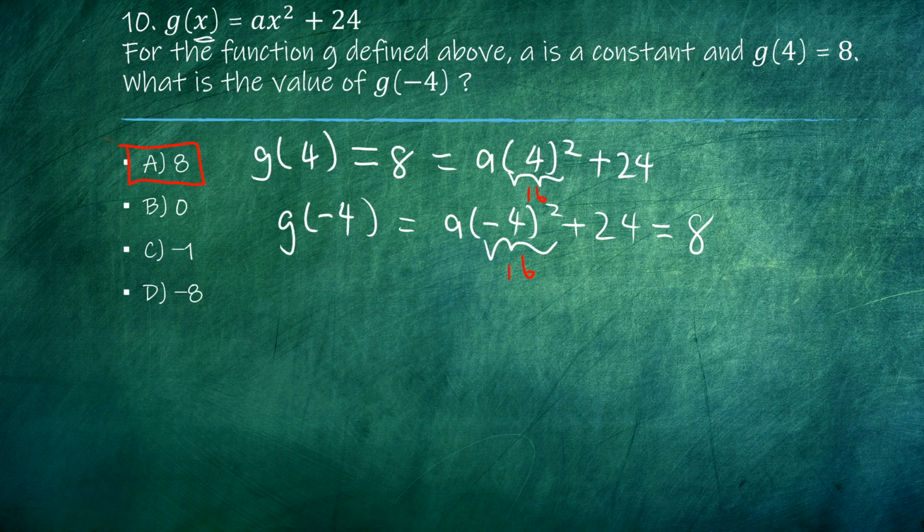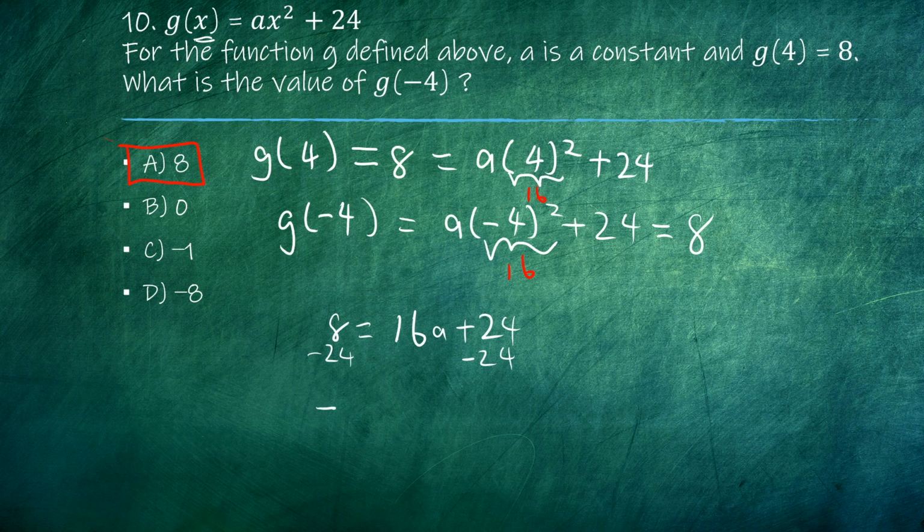And once again, of course, you can definitely solve for a and plug that in and see if we get the same answer. So let's try that. So we have 8 is equal to 16a plus 24. So the next thing we can do is minus 24 on both sides.